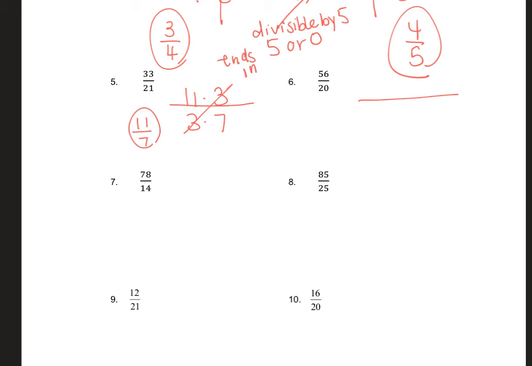56 over 20. Just looking at this, they're both even, so maybe I cut them in half. I get 10 on the bottom. Half of 56 is 28. I can actually cut them in half again. So I get 14 over 5. And I'm actually done right there, because 14 over 5 have nothing else in common.